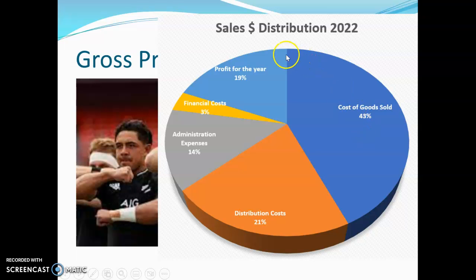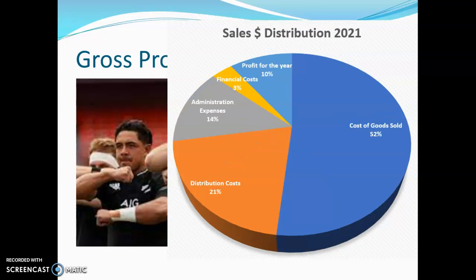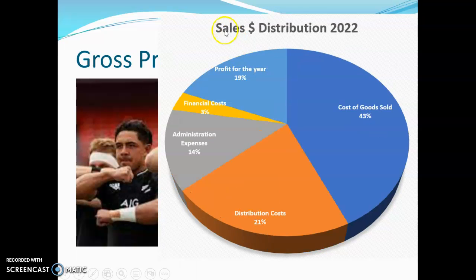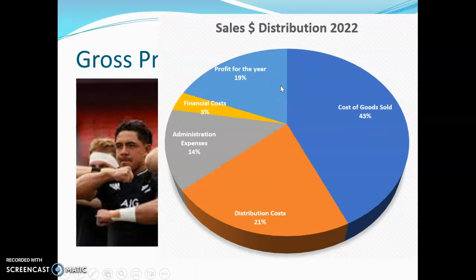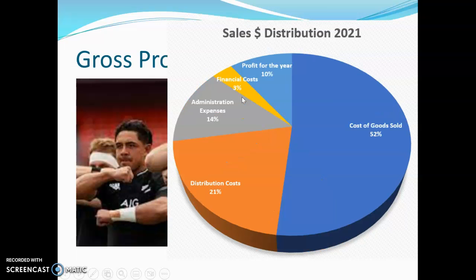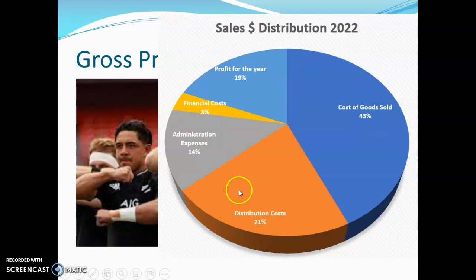And you'll see that cost of goods sold shrunk from 52% down to 43%. All of that profit, all of that extra gross profit ends up adding to profit for the year. Instead of only getting 10 cents out of every dollar, we end up having 19 cents. And that's our goal. You'll see that our other costs, financial 3, admin 14, and distribution 21, are still the same. So what's really happened is by shrinking this part, increasing our markup here, that it all ends up in profit for the year. So that's really why it's critical.